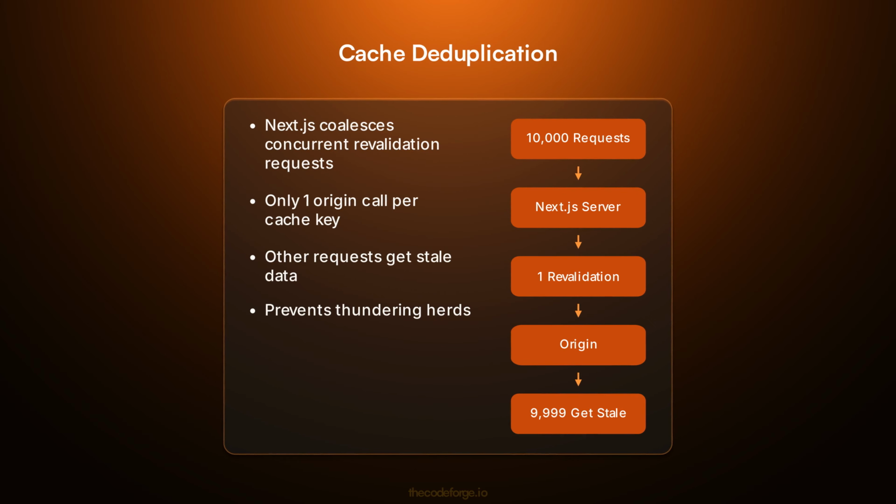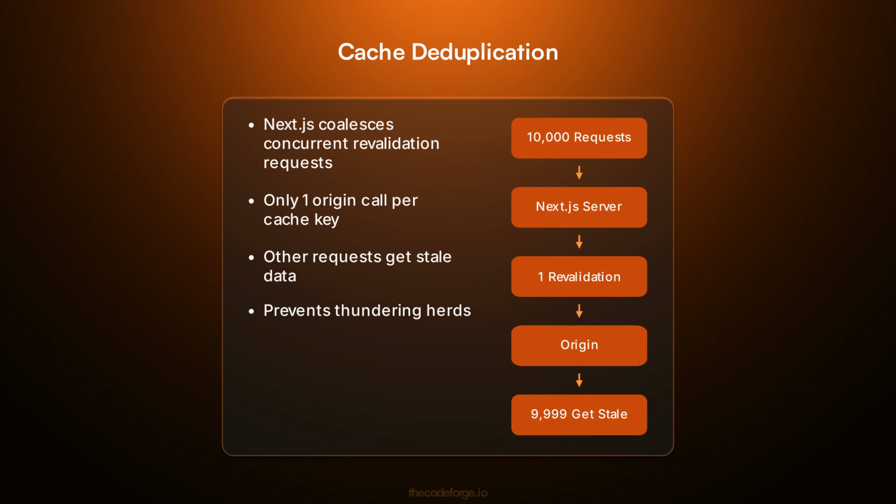Next.js handles the thundering herd problem through request deduplication. When a background refresh is triggered, Next.js coalesces concurrent requests. Of 10,000 simultaneous requests, only one triggers the actual revalidation. The other 9,999 receive the stale cached response.